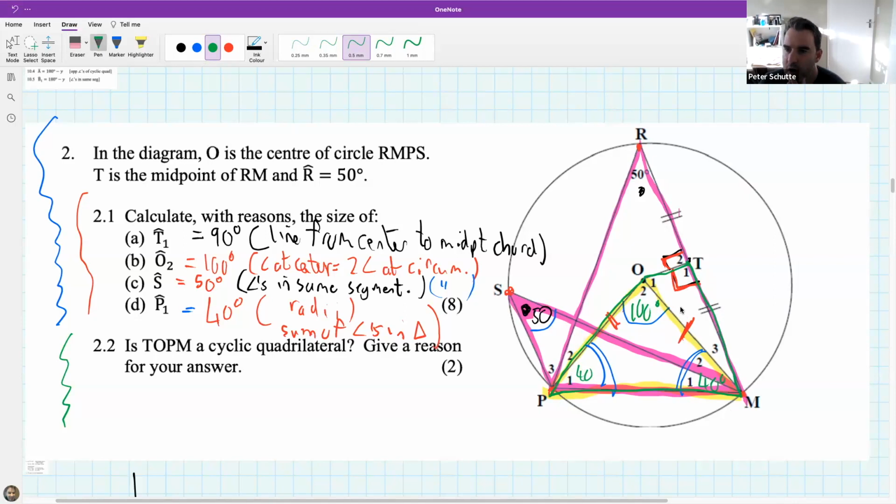Okay, now, what are in TOPM? Can you notice that we have two opposite angles? And I'm sorry that it looks like a crime scene, but look at the angle T1. Do you know what T1 is? T1 in our green cyclic quad? Yes. What is T1 equal to? It's equal to 90. What is P1 equal to? P1 is equal to 40. Why does that tell us that this cannot be a cyclic quad?